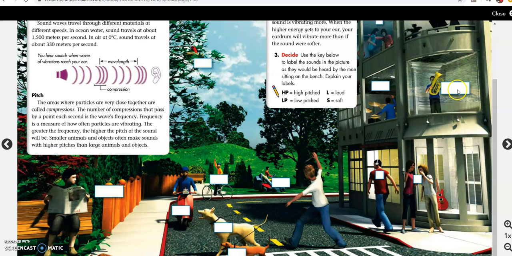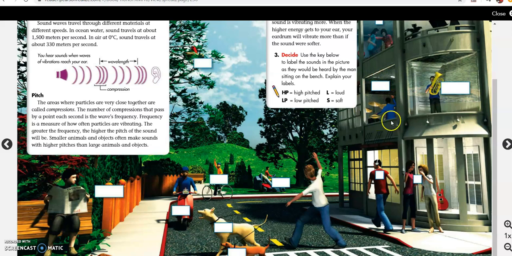Now, this person here is playing a trombone. Not a trombone, I'm so sorry. He's not playing a trombone. Oh, what do you call those things? Sousaphone? I think it's a sousaphone. It's not a tuba, because tubas are bigger. But he's playing a very large instrument. This makes a loud noise. So L for loud. Sousaphones also have a pitch because it's an instrument. We would write LP, it's a low pitch.